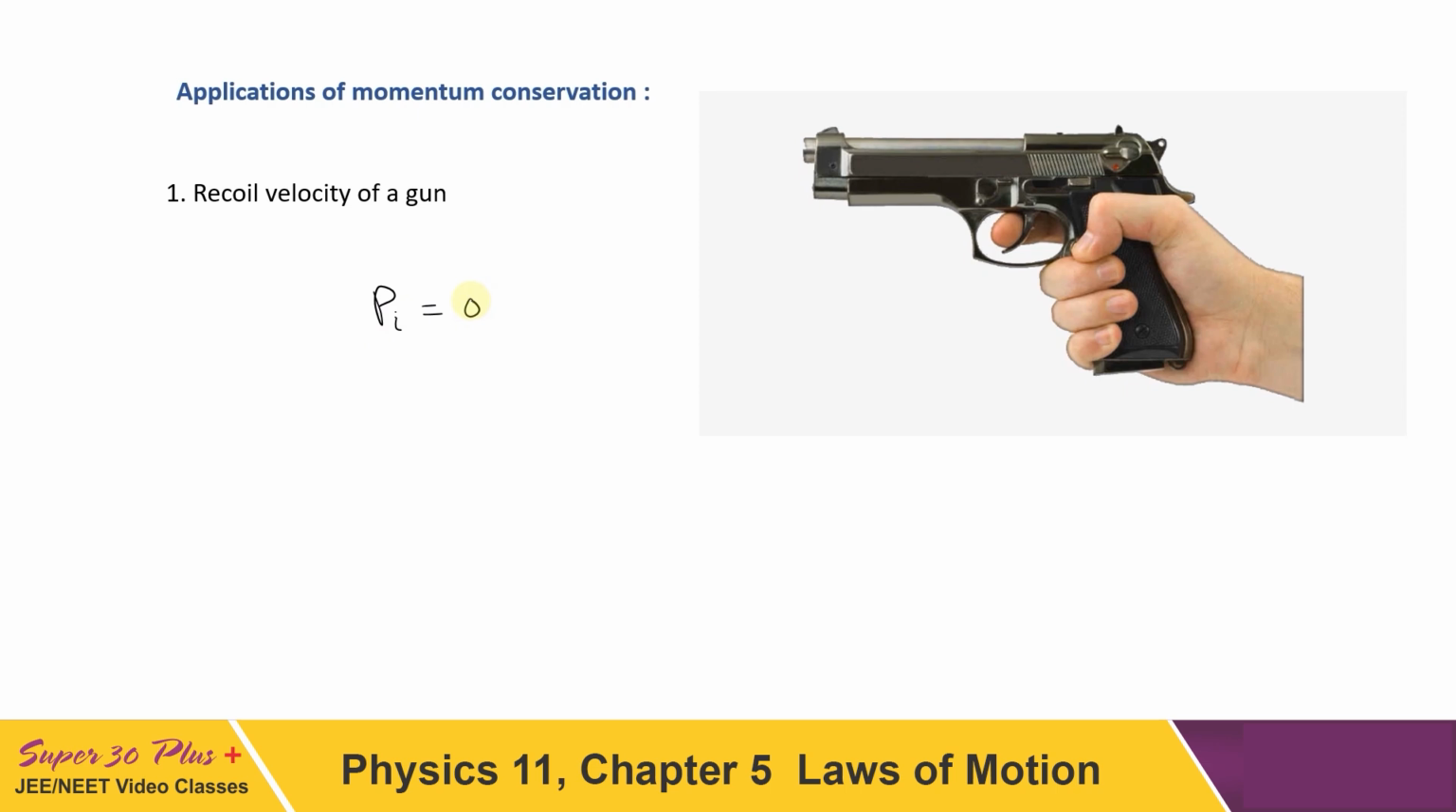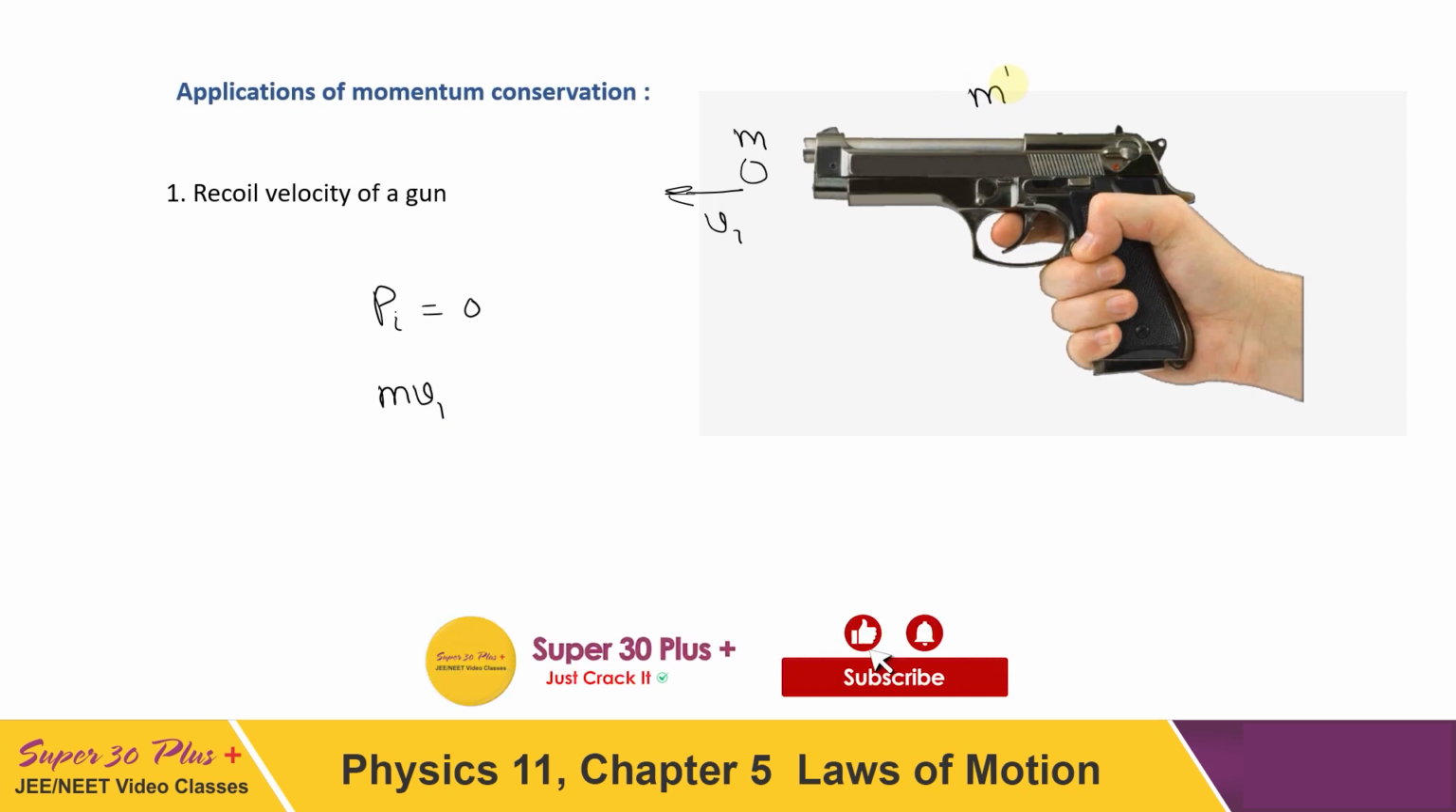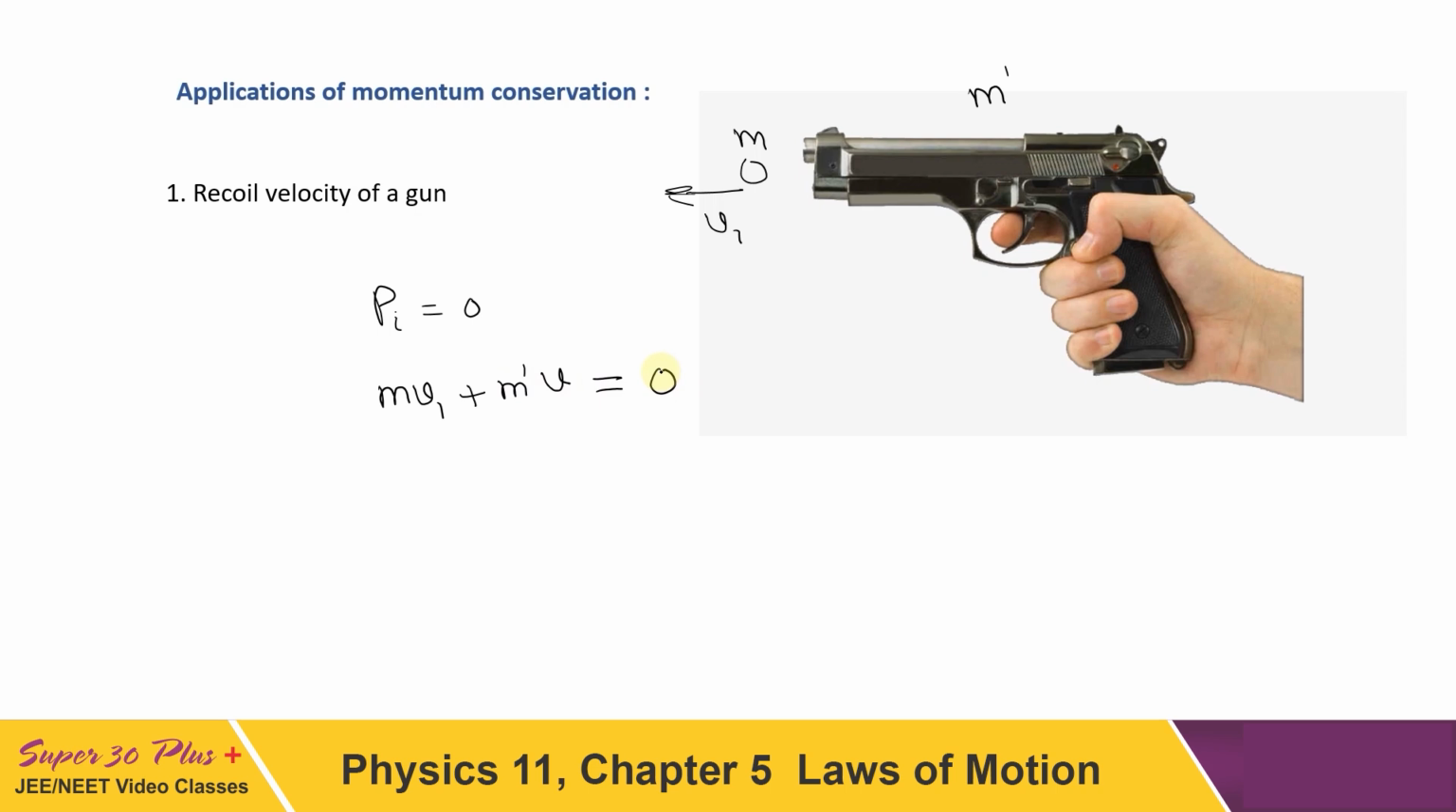But when the bullet is fired, it will come out. If v1 be the velocity of the bullet, and let its mass be m, then its momentum becomes mv1. So after firing we can write mv1 as the momentum of the bullet. And what about this gun? If the gun has mass m dash, of course it will have some velocity, which is called the recoil velocity. Let that velocity be v, then it can be written as m dash v, and the sum has to be equal to 0 because there is no external force acting on the gun-bullet system.